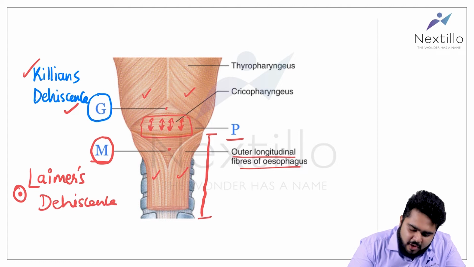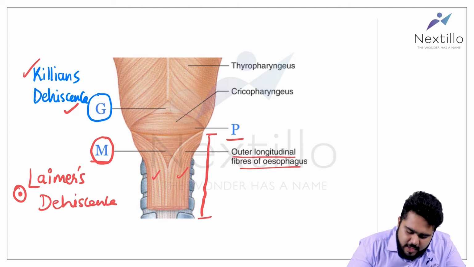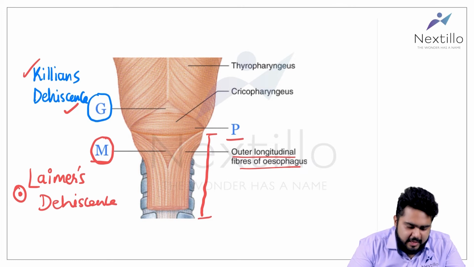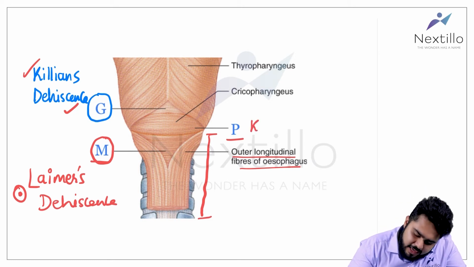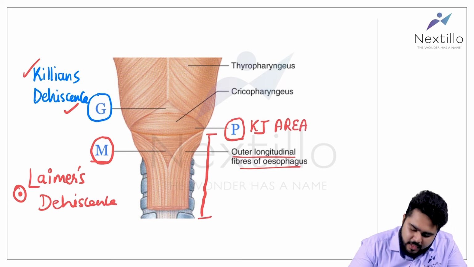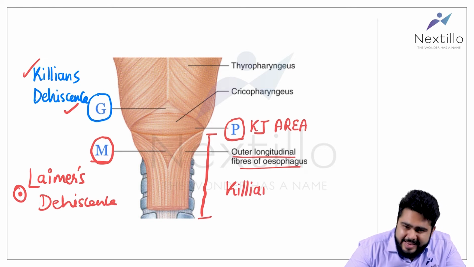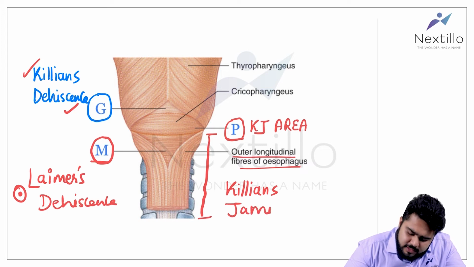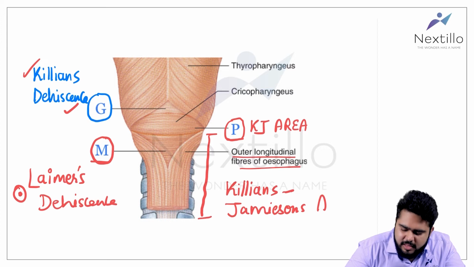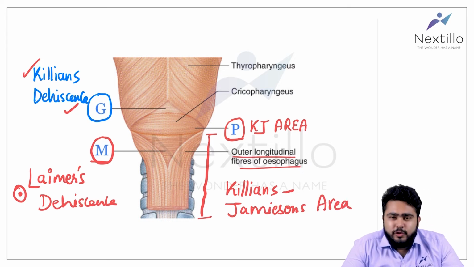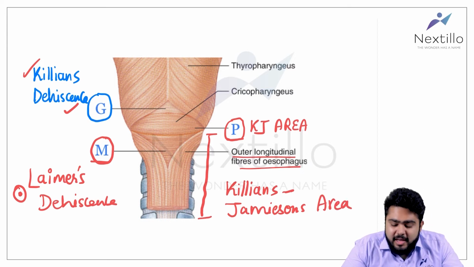What is this area called? Overall, what is the name of this area? This area is called the KJ area. So the P which I have marked is the KJ area. Now what is K and what is J? KJ area is Killian's, or I can say Killian-Jameson's area. So Killian's and Jameson's area, Killian-Jameson's area, KJ area.